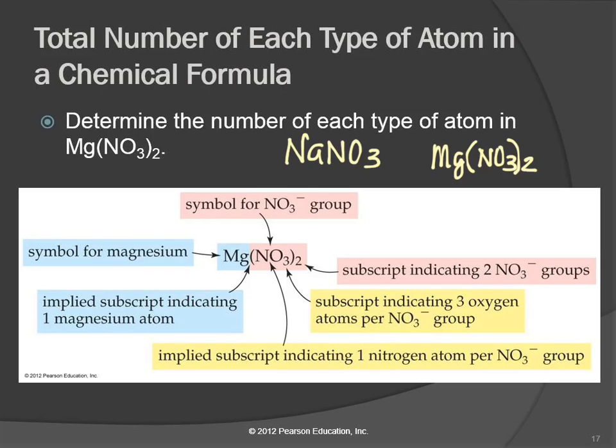So this figure is showing us, here we've got the symbol for magnesium with no subscript. So there's 1 of those. This is the NO3 group, and the 2 on the outside. Okay, any questions?